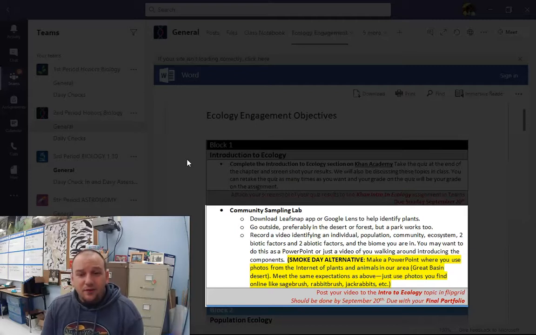And then you're supposed to identify individuals, populations, community, ecosystems, as well as two biotic and two abiotic factors, and the biome that you're in. This might be unrealistic for you given the smoke, and if that's the case, the smoke day alternative that you can do instead is to do the same thing, but just go onto the internet, get pictures of organisms from our ecosystem here in the Great Basin, and post those up. Either one will work for us.